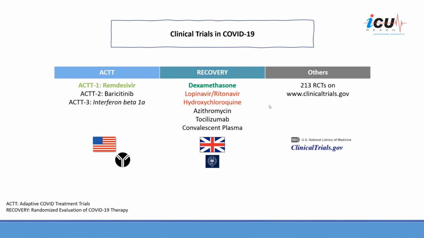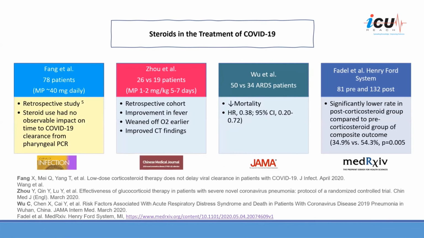At the same time, if you go to clinicaltrials.gov, you will see today that we have more than 213 randomized control trials, but those are not within the adaptive design of the studies. They are actually from individual institutions. Some of them are repeatable institutions, others are scattered around the world. We have to be careful with the results of any randomized control trial that we have available in our hands.